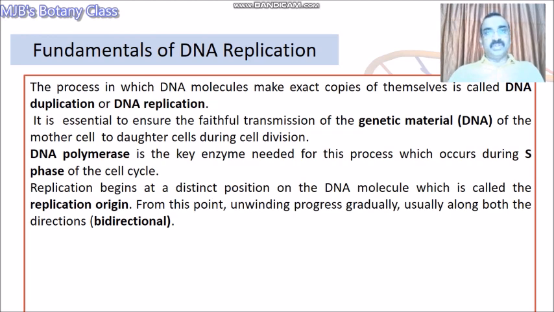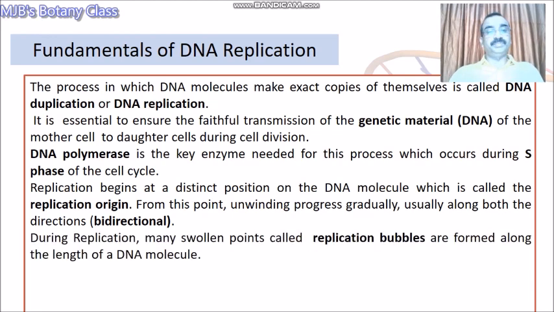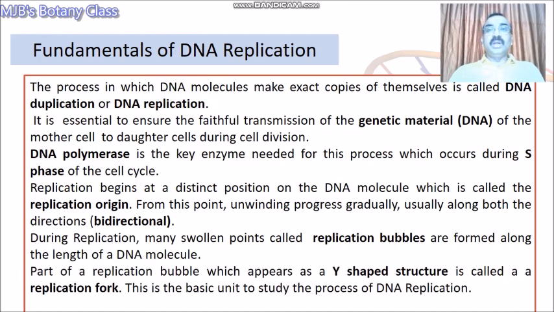Replication begins on the DNA molecule at several points which are called the replication origin. From this point, the DNA double strand unwinds or separates from each other and replication proceeds in both directions. Therefore, we say replication is bidirectional. During replication, many such points called replication bubbles are formed along the length of a DNA molecule. And part of a replication bubble, which appears characteristically Y-shaped, is called a replication fork. This replication fork is the basic unit to study the process of DNA replication.